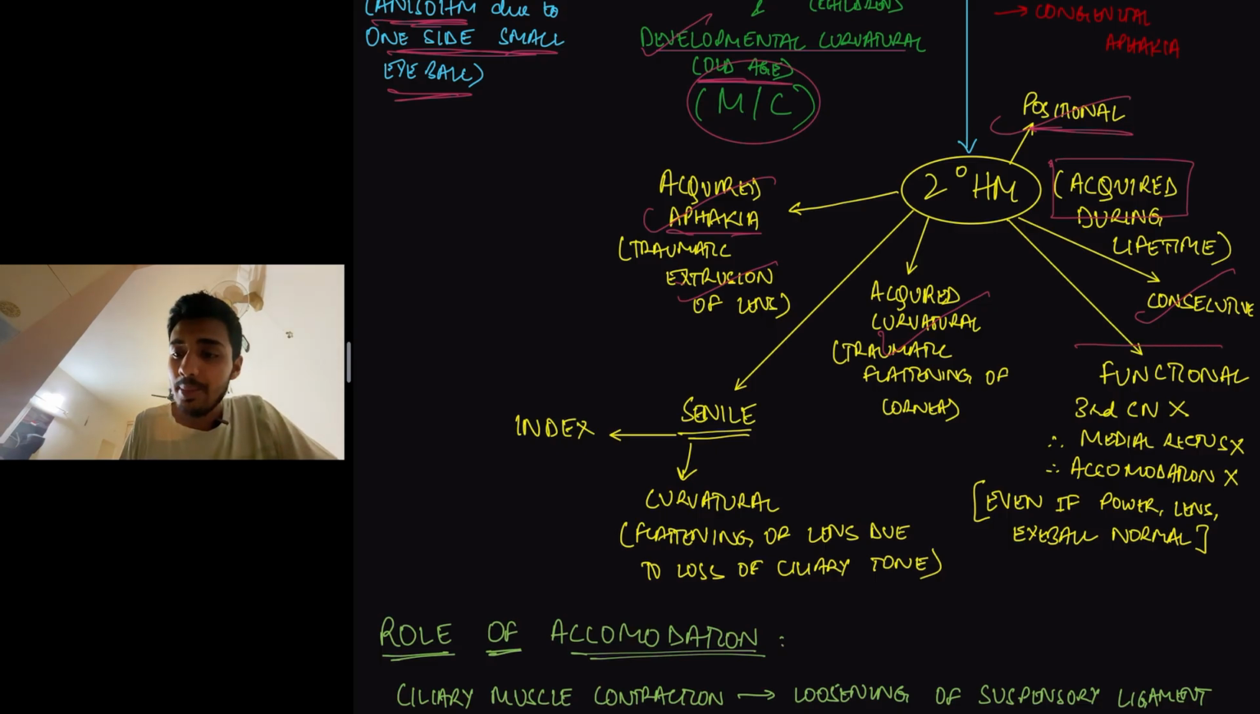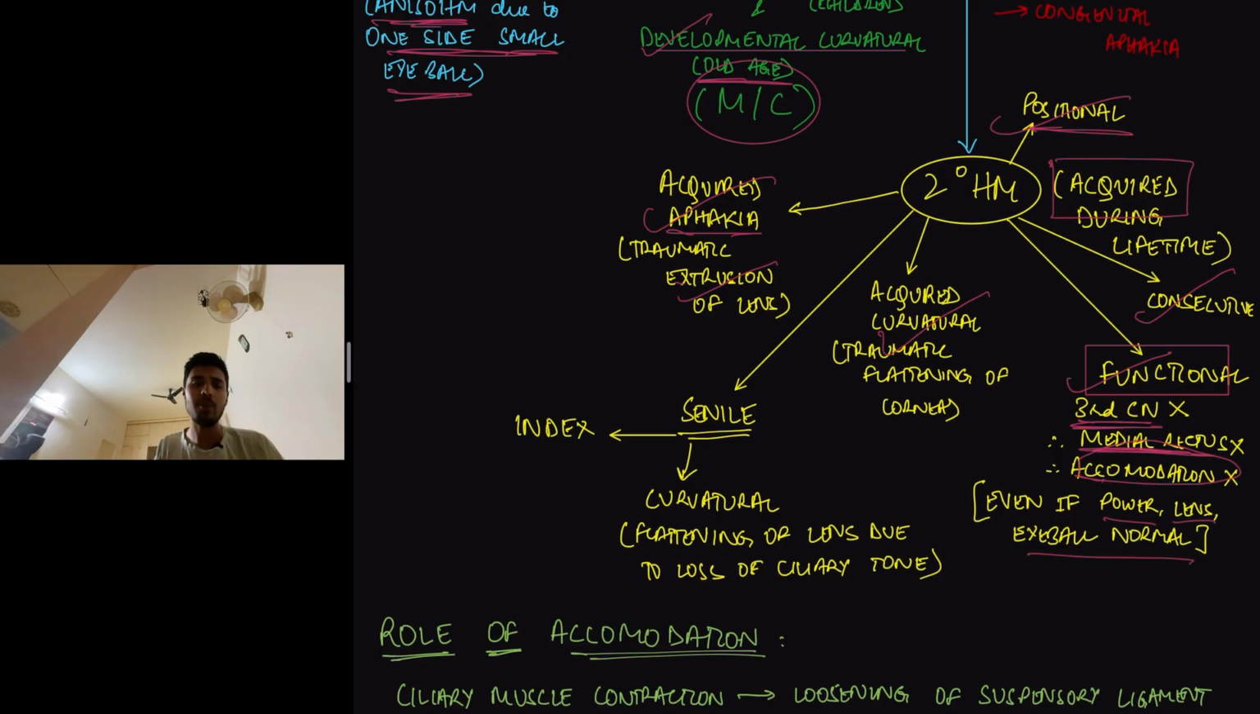Now, functional hypermetropia is something unique. Basically, what happens? Here, the axial length is normal, the refractive power is normal, the curvature is normal, but because of third cranial nerve palsy, the medial rectus is paralyzed. And when the medial rectus is paralyzed, accommodation cannot take place. Now, accommodation is what? Convergence of eyeball along with ciliary muscle contraction. Now, when medial rectus is paralyzed, there is no convergence of eyeball. So, even though the power of lens is normal, the eyeball is normal, because there is no accommodation.